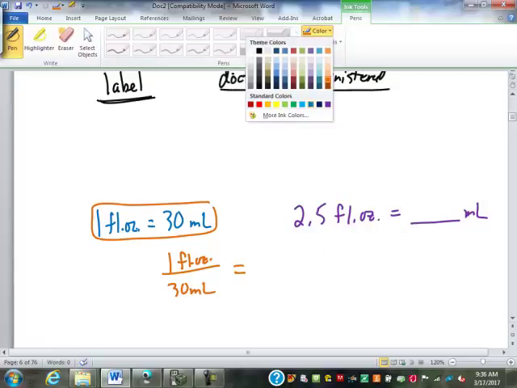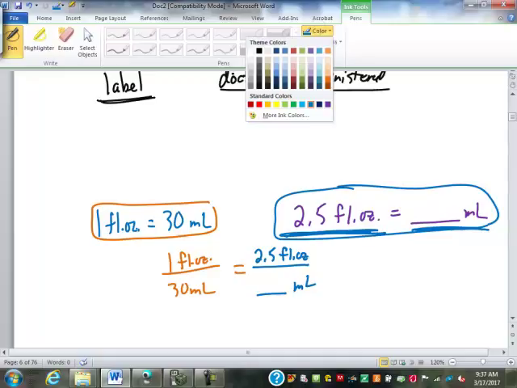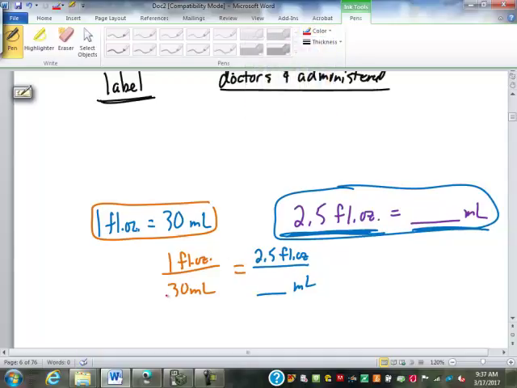And on the other side, I would use the number that I have known. Now the known value is kind of like the doctor's orders. That is the same unit as the fluid ounces, so 2.5 goes on top. And the value I'm trying to find, which would be like the amount to administer, so that's milliliters, is going to go on bottom. And then we'll find that by cross multiplying and dividing. 30 times 2.5 divided by 1 is going to be 75 milliliters. So 2.5 fluid ounces contains 75 milliliters.